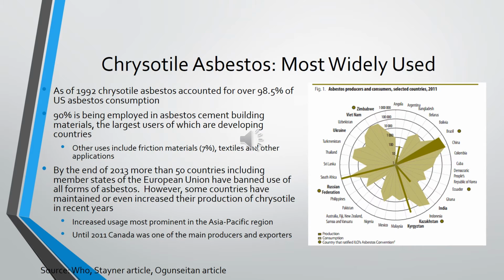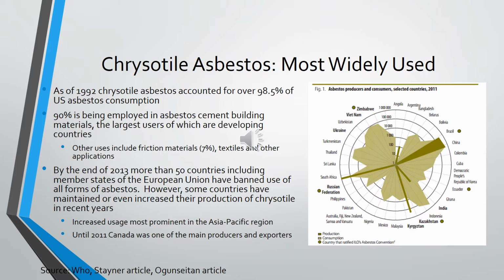As mentioned previously, chrysotile asbestos is the most widely used asbestos globally. As of 1992, it accounted for over 98.5% of U.S. asbestos consumption. 90% is being employed in asbestos cement building materials, the largest users of which are developing countries, which comes into play and is very important later on in this presentation. Other uses include friction materials, textiles, and other applications.